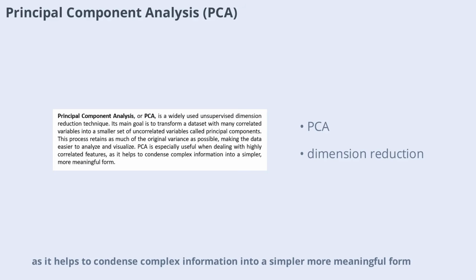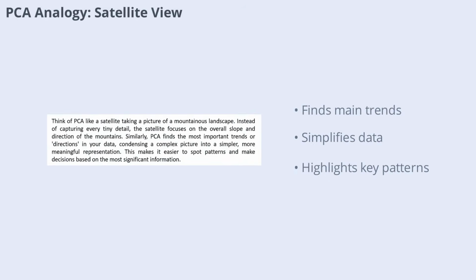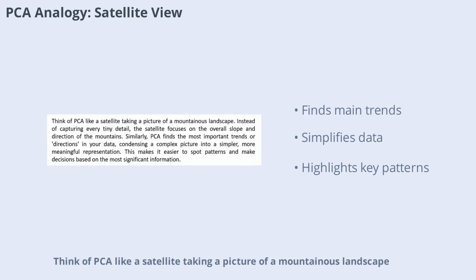Think of PCA like a satellite taking a picture of a mountainous landscape. Instead of capturing every tiny detail, the satellite focuses on the overall slope and direction of the mountains. Similarly, PCA finds the most important trends or directions in your data, condensing a complex picture into a simpler, more meaningful representation. This makes it easier to spot patterns and make decisions based on the most significant information.